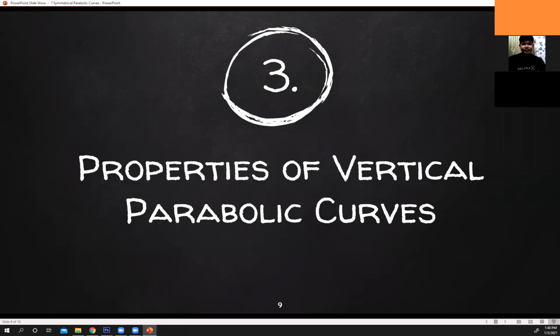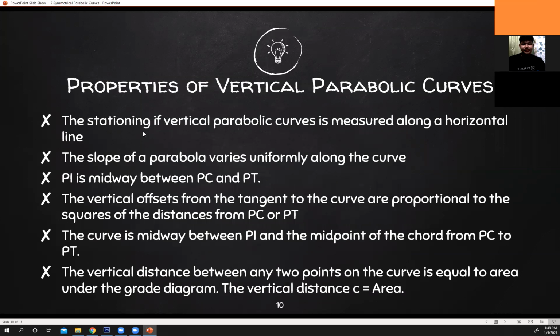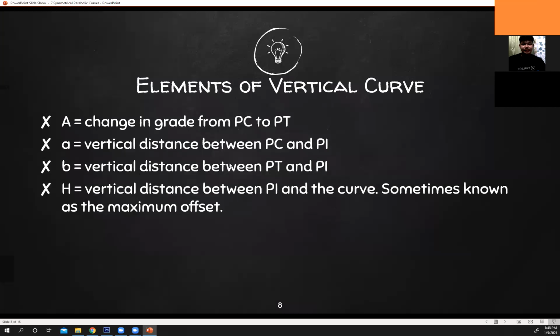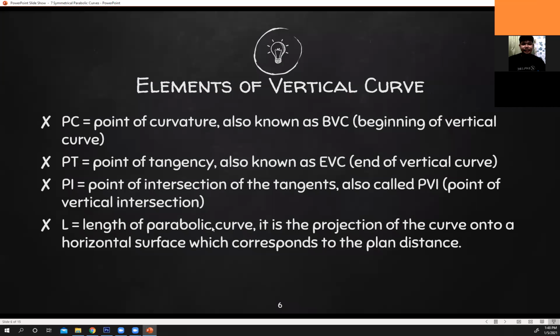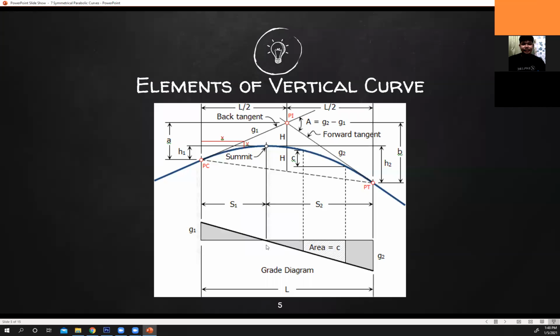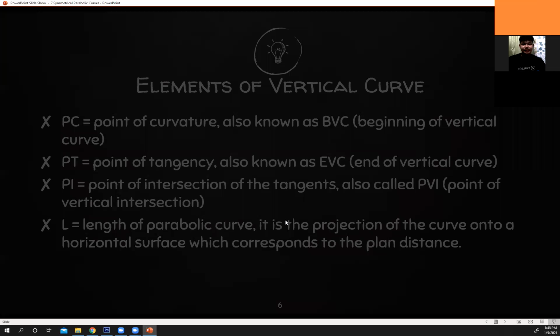Let's talk about some properties of your parabolic curves. So the stationing of vertical parabolic curves is measured along a horizontal line. Same with your length. Okay, so stationing is along the horizontal. The slope of a parabola varies uniformly along the curve. So it varies uniformly. That's why the slope is a straight line, because the slope of your parabola varies uniformly.